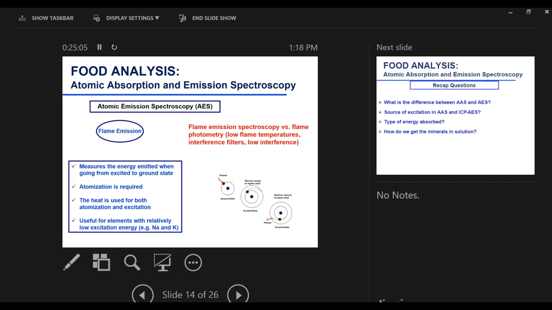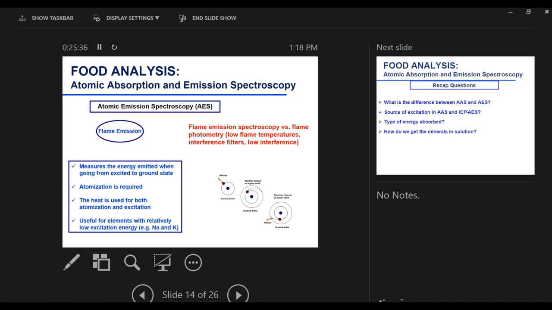Atomic emission spectroscopy. So here we're looking at emission of light. And we have two types. The one that is flame emission spectroscopy or flame photometry. So they both measure the emission with photometry. You use low flame temperature and then you have filters instead of monochromator units. You use filters for filtering the wavelength.